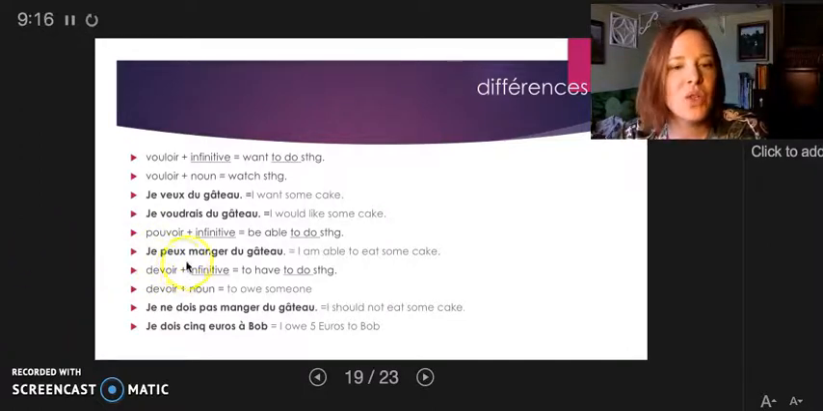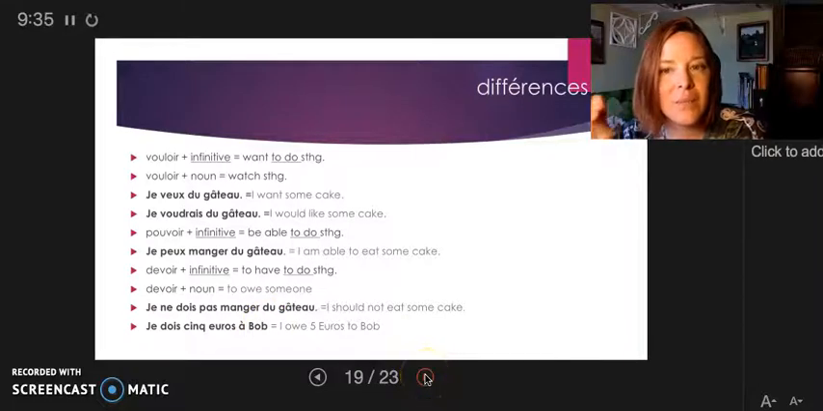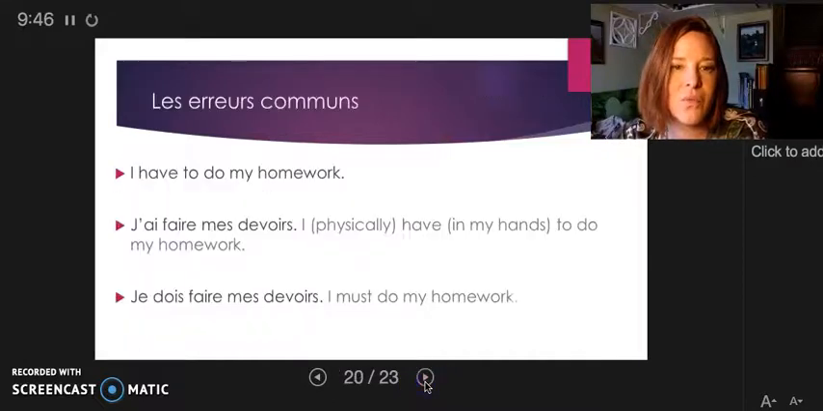Je peux manger du gâteau. I am able to eat cake. Notice I need that verb and an infinitive here. Je ne dois pas manger du gâteau. I mustn't eat some cake. Je dois 5 euros à Bob. I owe 5 euros to Bob. So again, similarities are they will take a second verb. The second verb's not conjugated. And the difference is that some of them can't take a noun afterwards, other than vouloir.